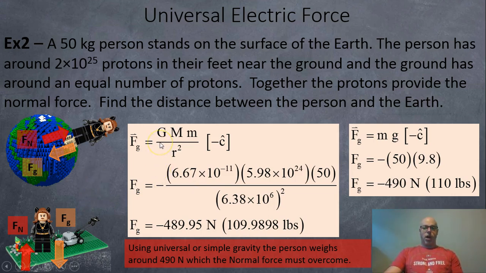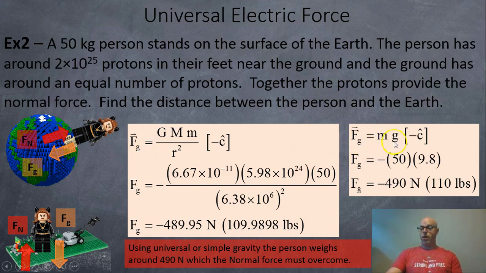So using universal gravity, 6.67 times 10 to the negative 11, times the mass of the Earth, 5.98 times 10 to the 24, times the 50 kilos for the person, divided by the radius of the Earth, 6.38 times 10 to the 6 meters, squared. We get negative 489.95 newtons, or 109.9898 pounds.